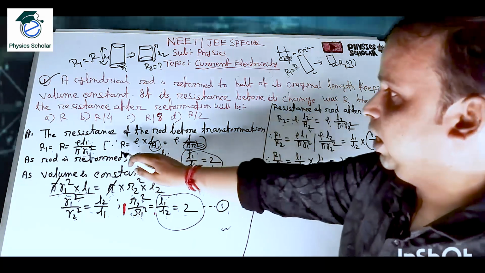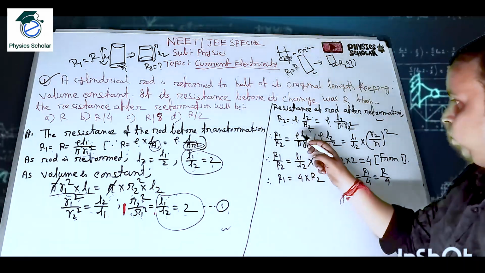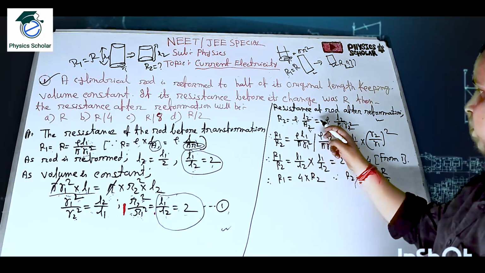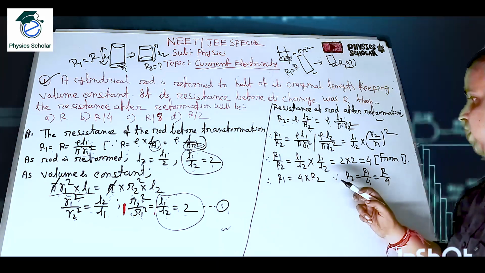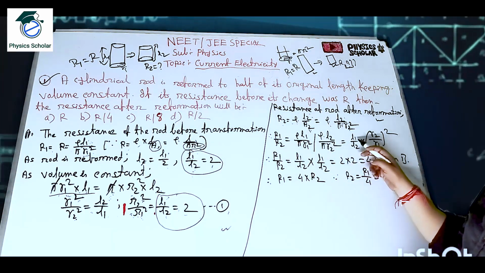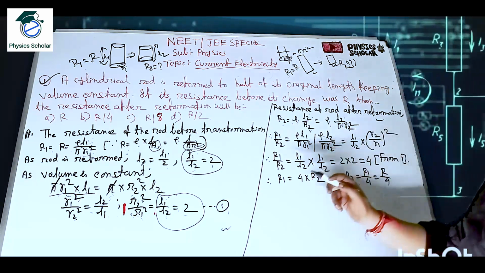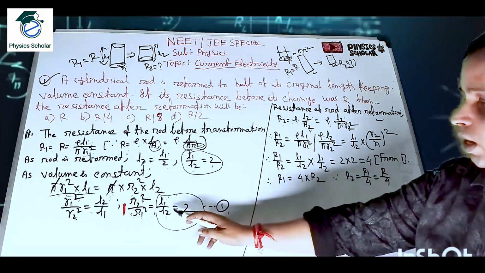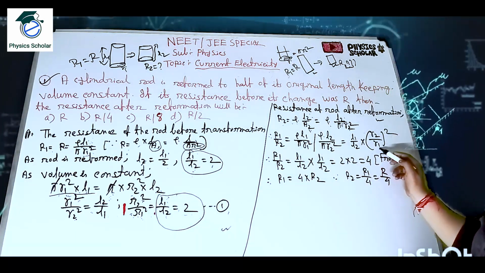R1 means rho into L1 by pi R1 square. And R2 means rho into L2 by pi R2 square. Clear? So pi will be cancelled. So it will be L1 by L2 into R2 by R1 whole square. Now R2 square by R1 square means what? 2. Or we can write L1 by L2 instead of R2 square by R1 square.